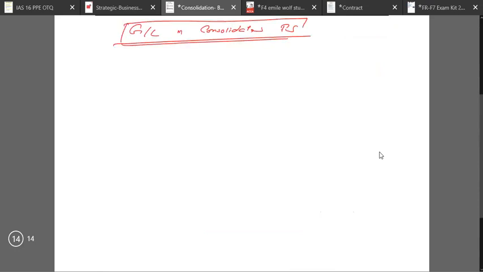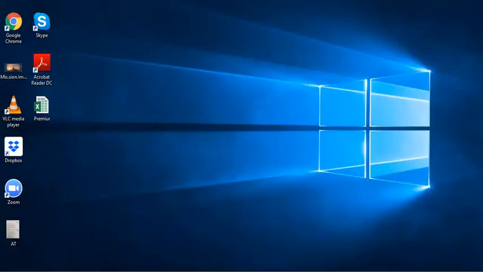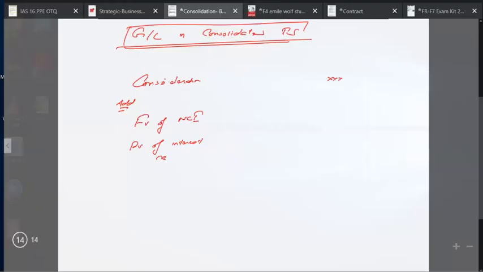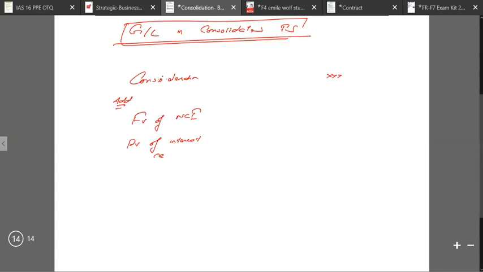And then you have the gain or loss in the consolidated financial statements. How should this be calculated? First of all, you will be taking the consideration, and you add the fair value of NCI. You add the fair value of interest retained, although this is not a concept in F7, but still the fair value of the NCI and the fair value of the interest retained.